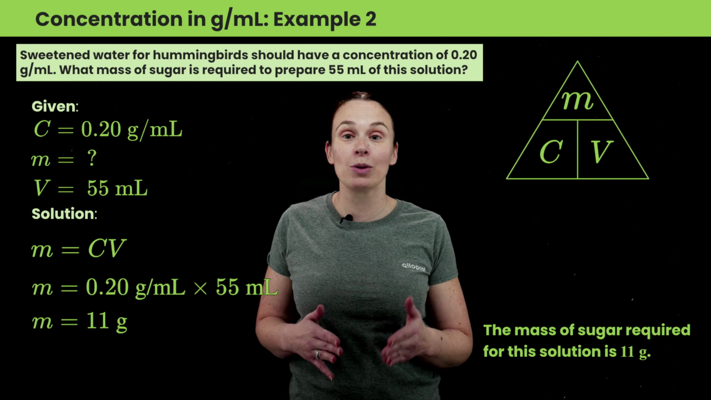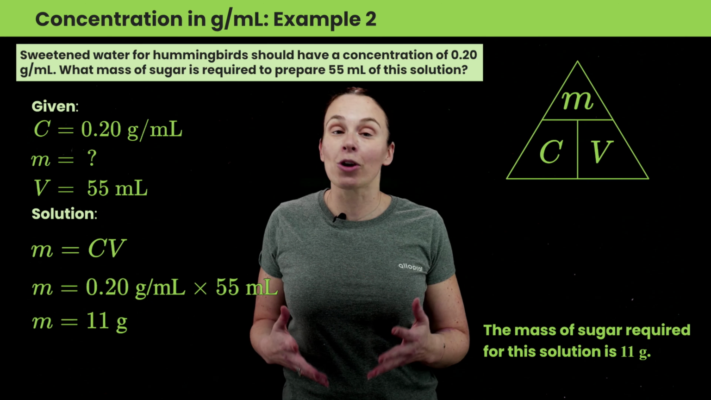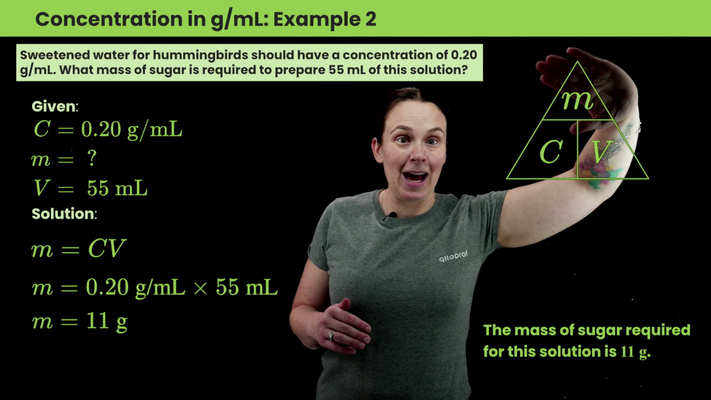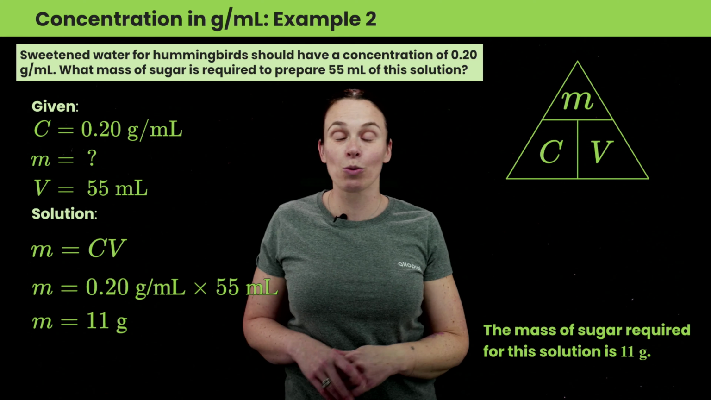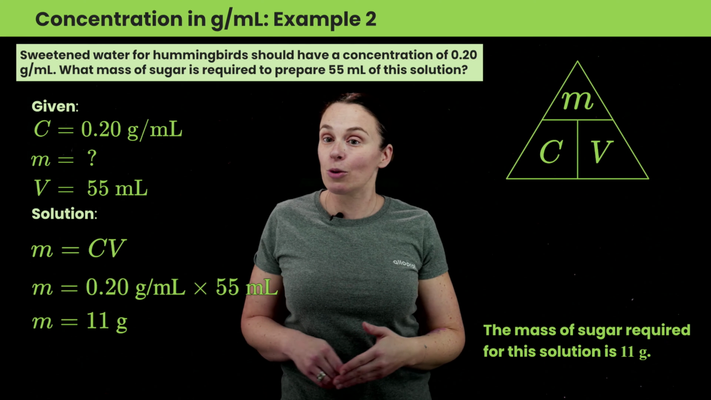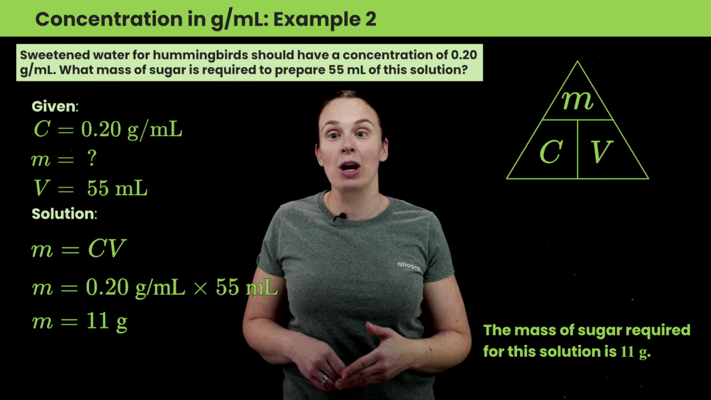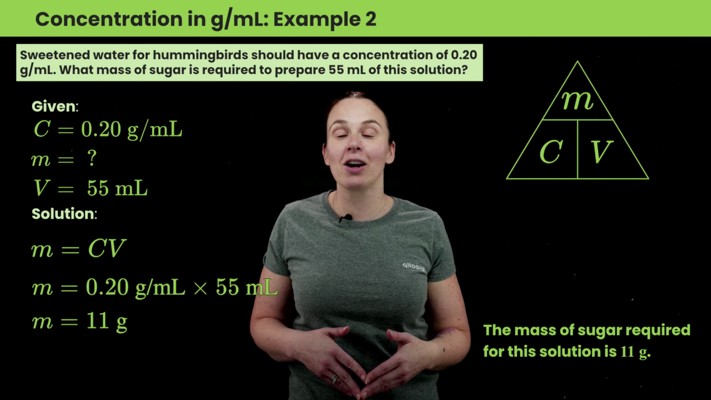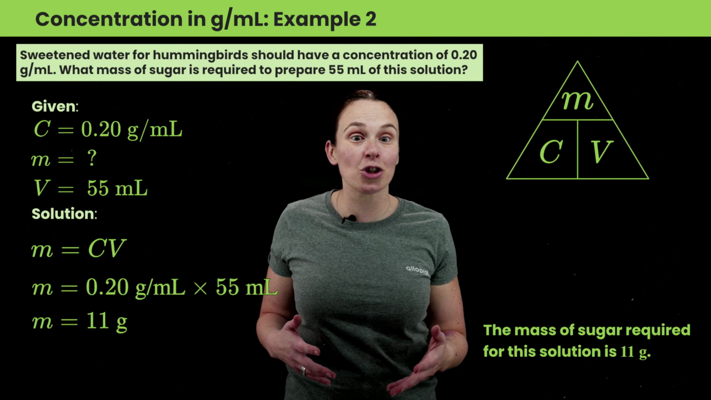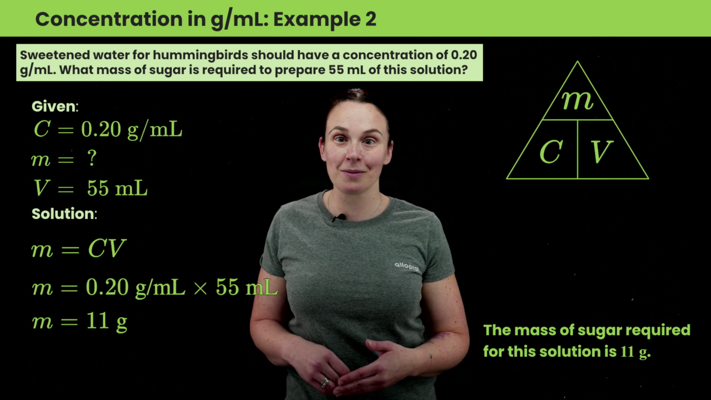So our volume units match up. So we're going to find our mass. So it's concentration times volume. So we're multiplying. So mass is equal to 0.2 grams per milliliter times 55 milliliters. And that gives us an answer of 11 grams. So the mass of sugar required for this solution is 11 grams.